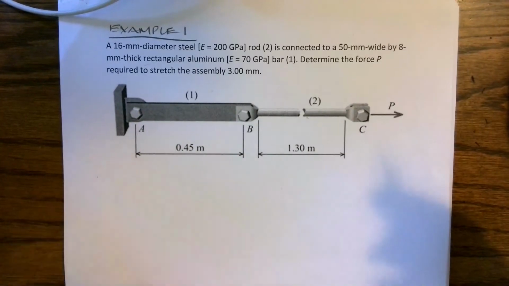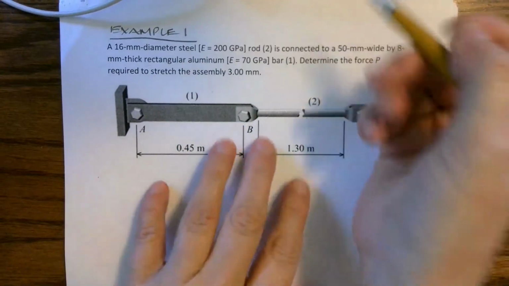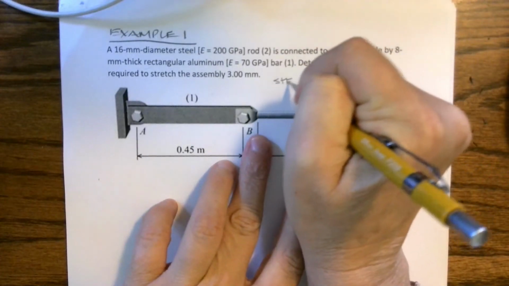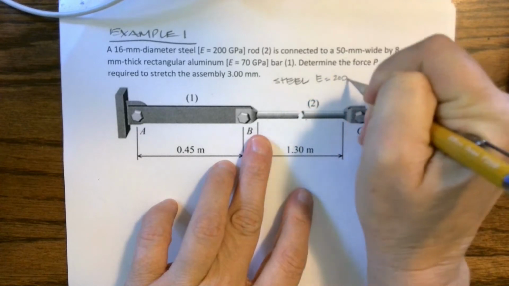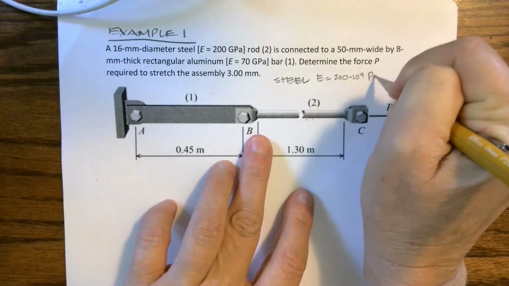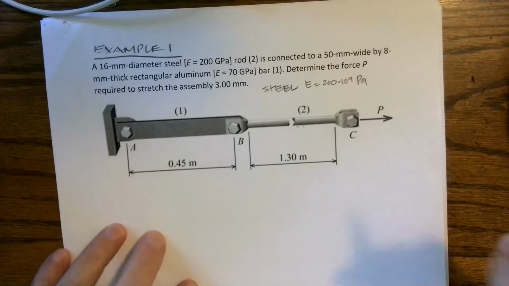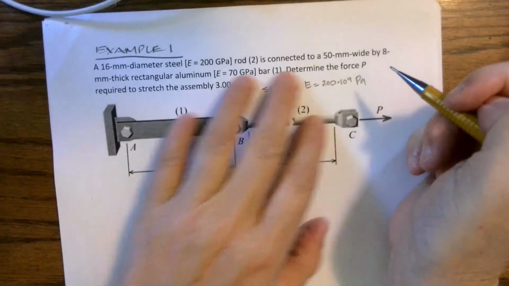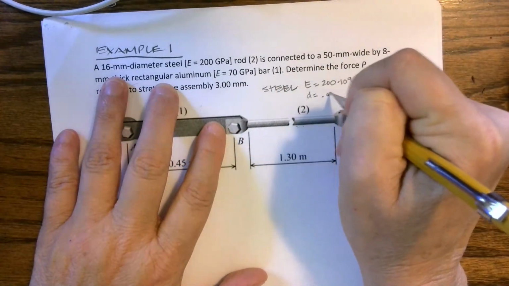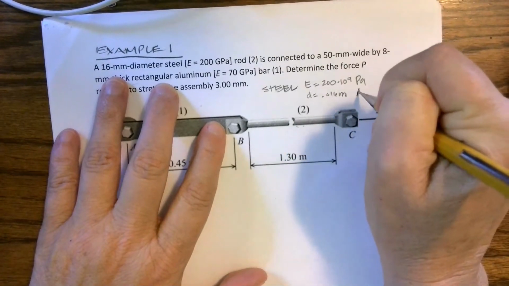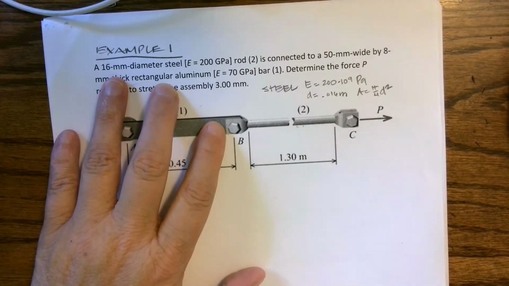So the first thing I always do is organize my data. So we have rod 2, which is steel, and we're given E equals 200 times 10 to the 9th pascals, because I like to keep everything in terms of newtons and meters, so I don't have to worry about conversions. I also know that the diameter is 16 millimeters, so 0.016 meters. Area is pi over 4 d squared, and that'll stay in meters.